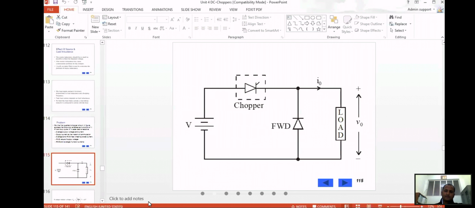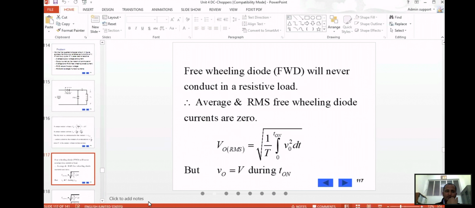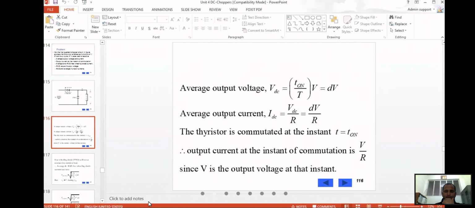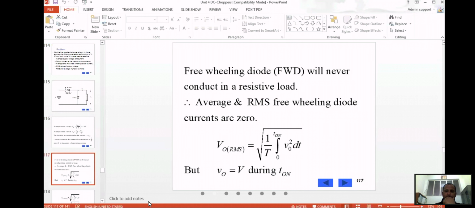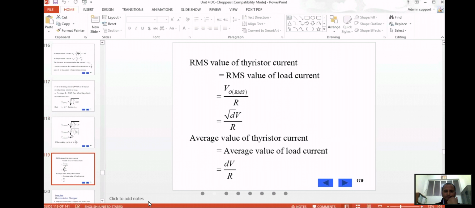So how do you find the average output current and average output voltage? We know that the duty cycle is T1 divided by T, so we can find the average voltage. All these things we have already done, so you just go through this in the previous class. The freewheeling diode will never conduct in a resistive load. We can find the RMS value from this. It's just the derivations we have done.